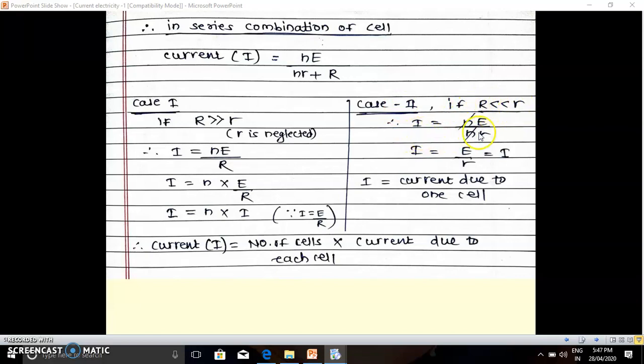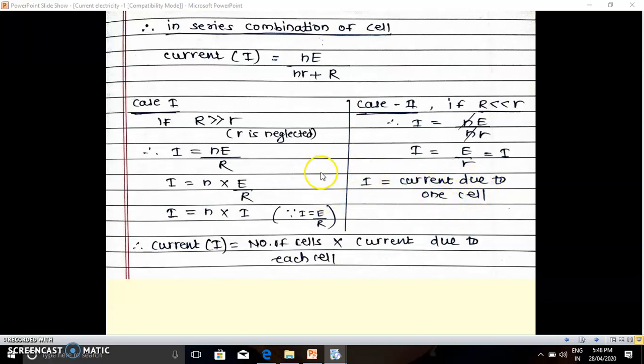But if you see in case 2, if external resistance R is smaller than internal resistance r, then R can be neglected. This R is very small, so it can be neglected. So we can write NE upon Nr, N and N will get cancelled. So I will be E upon r. E upon r is nothing but the potential difference, that is EMF, upon resistance, so again it is nothing but current. So here total current is equal to the current due to one cell.